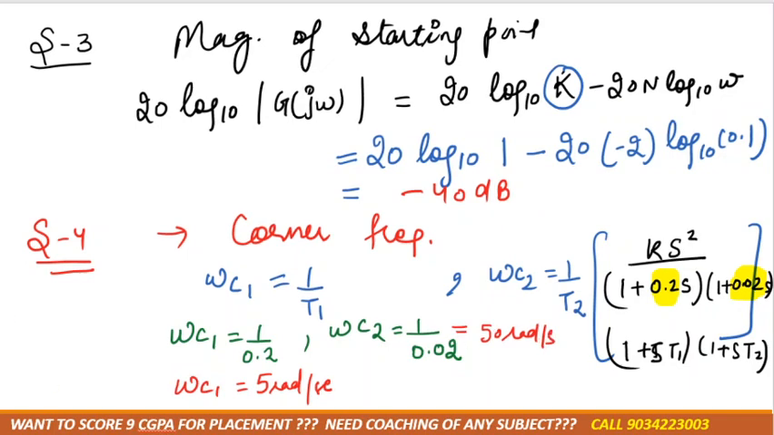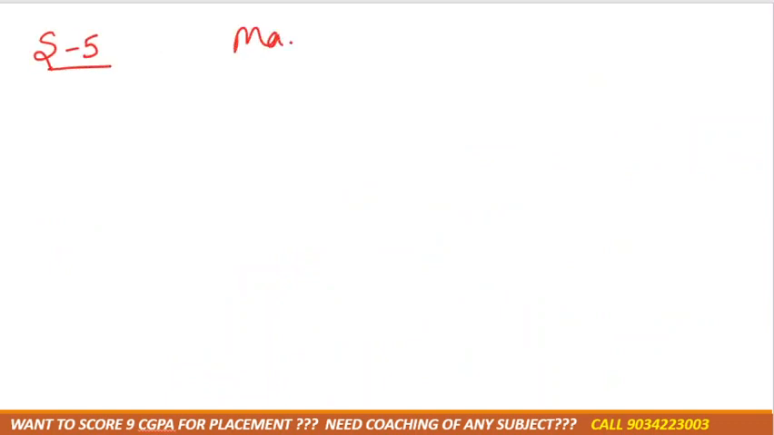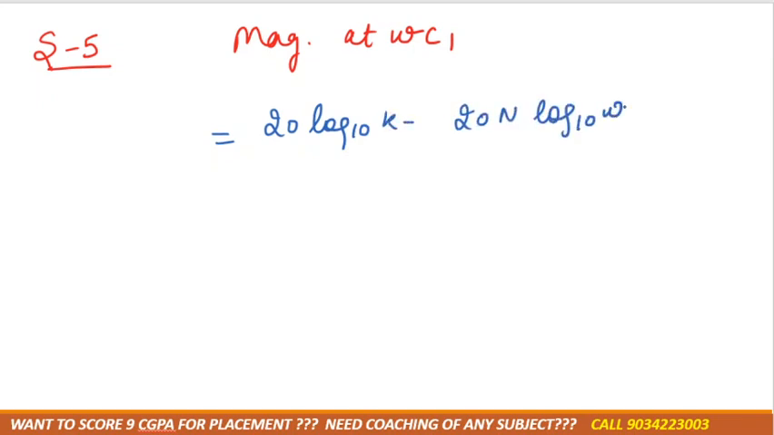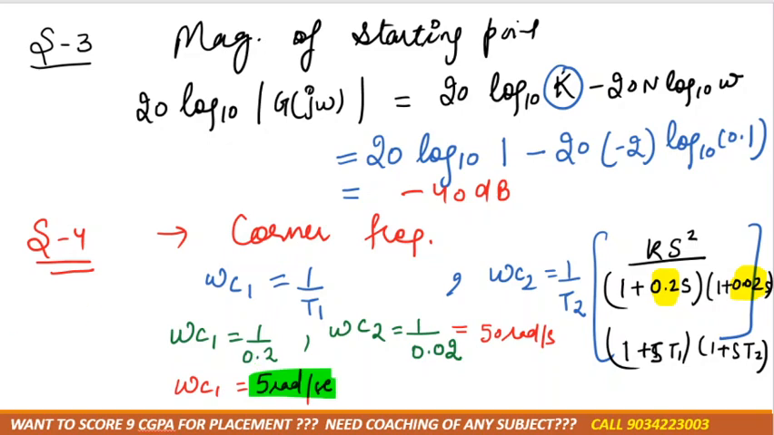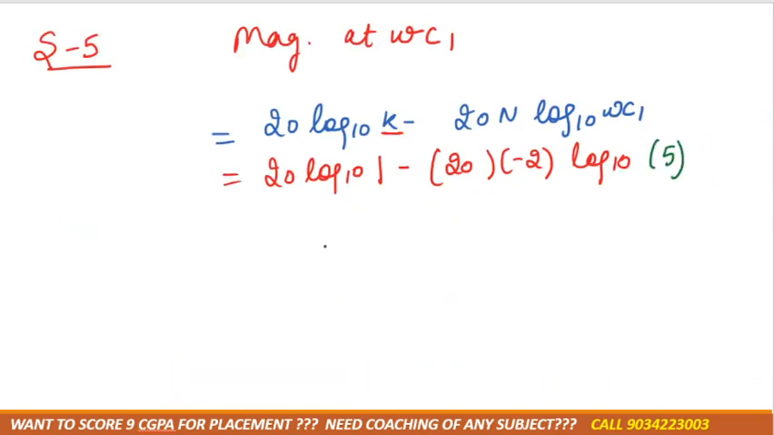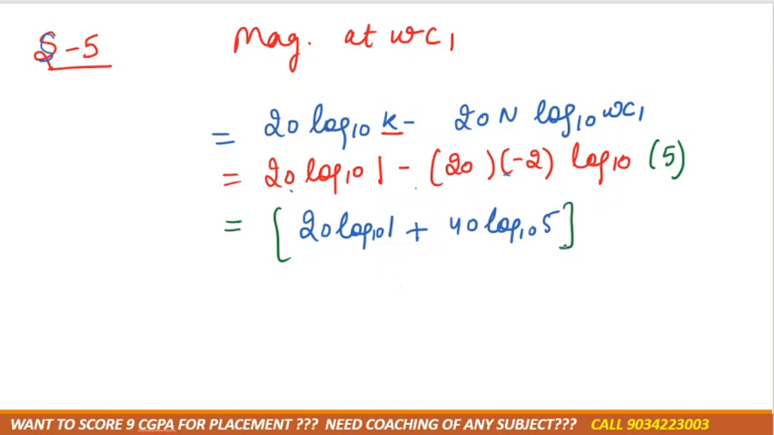Got it? Okay, now see in step number 5, we need to calculate the magnitude at omega C1, right? Its formula is 20 log base 10 K minus 20 n log base 10 omega C1. So 20 log base 10 K, where K is 1, minus 20 into n, where n is minus 2, log base 10 omega C1, which we just calculated as 5 radian per second, right? Now solve this and tell me the final value. After solving, you will get 20 log 1, and minus and minus become plus, 40 log base 10 of 5. So it will become 28. Okay.